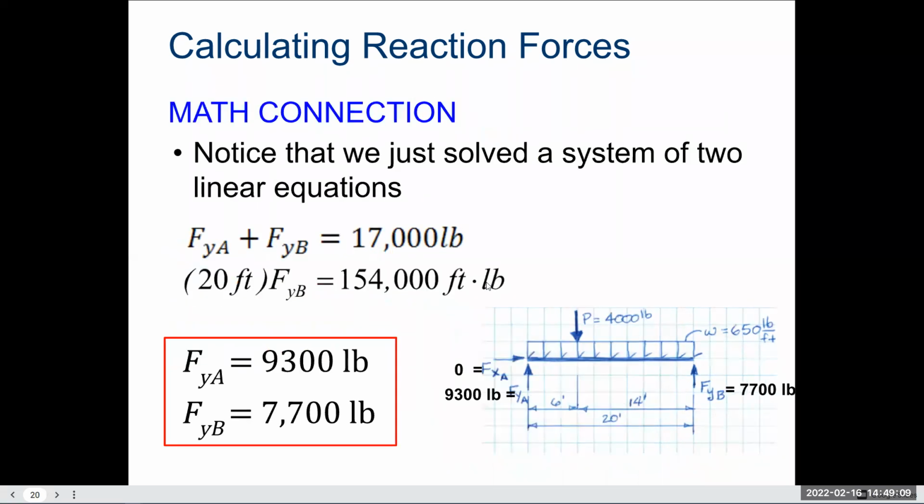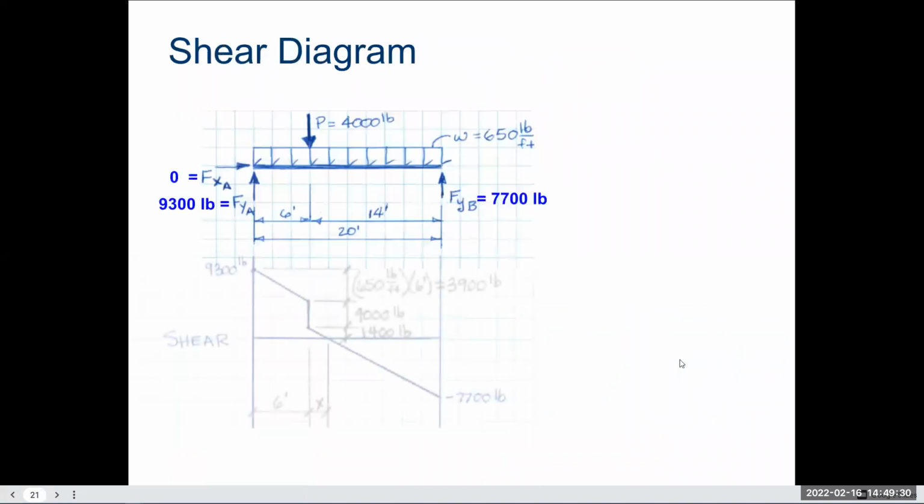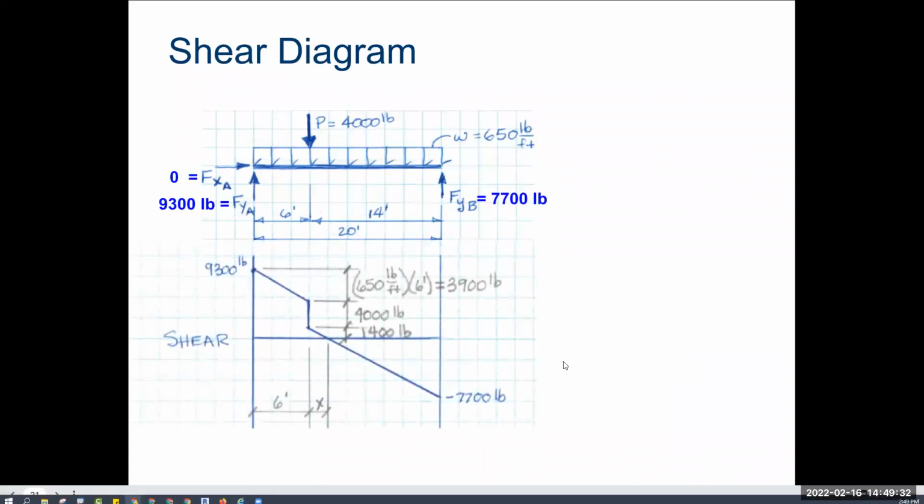Okay. And so in total, we just solve for a system of linear equations. So that's the algebra connection there. And that gives me that force A. So this column, or beam, I should say, would be needed to carry 9,300 pounds, while the beam over here at B would be 7,700 pounds.